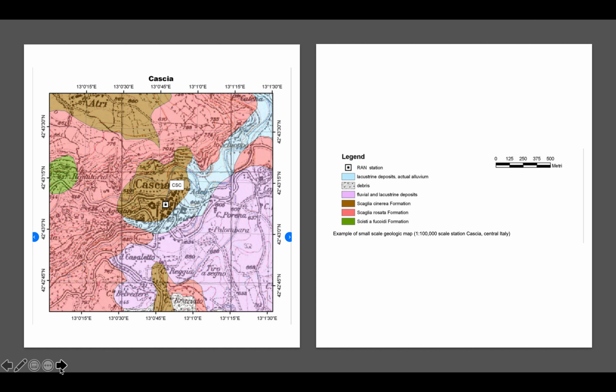Lastly, this is an example of a large scale map where a very small area is displayed with a greater amount of detail. This example is the kind of soil deposits in central Italy in a place called Cascia. The kind of coordinates used in this map is the most commonly used latitude and longitude. And the scale used for the map is that of a representative fraction. The scale shown here is 1 is to 100,000.